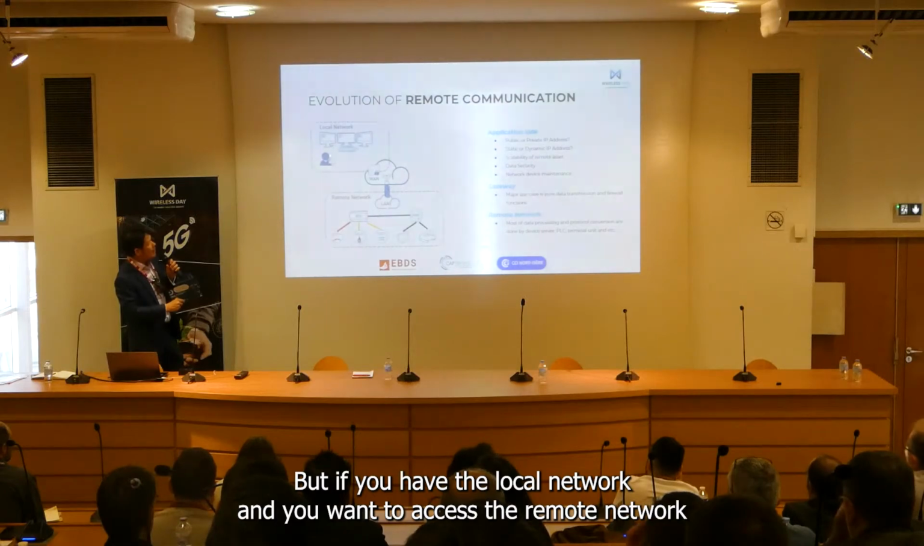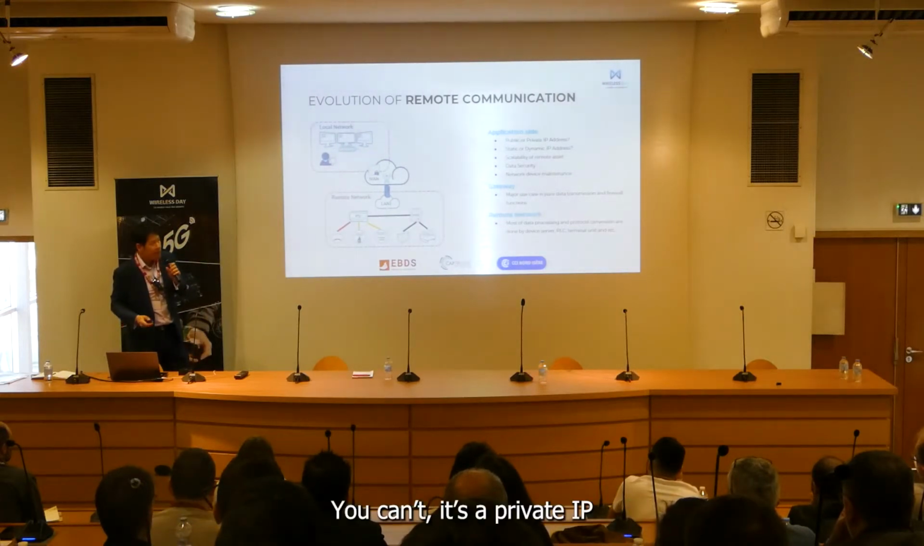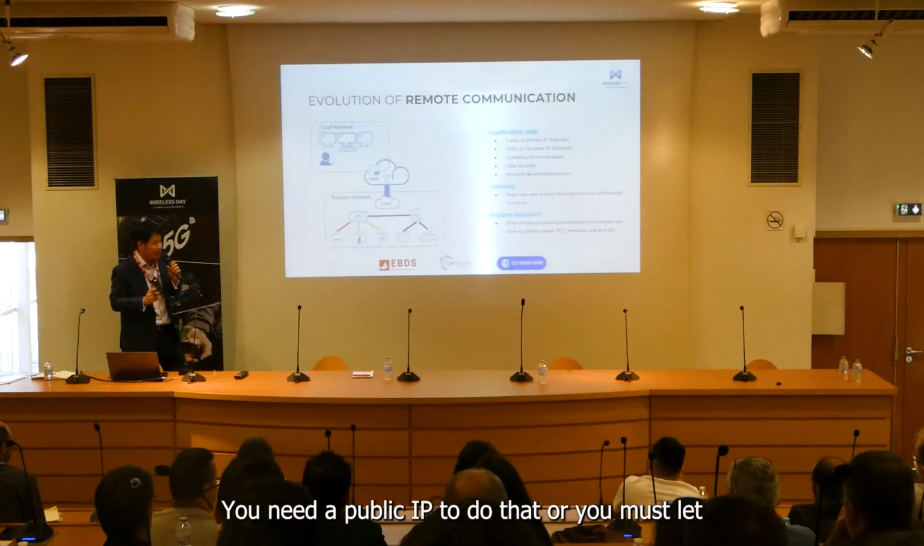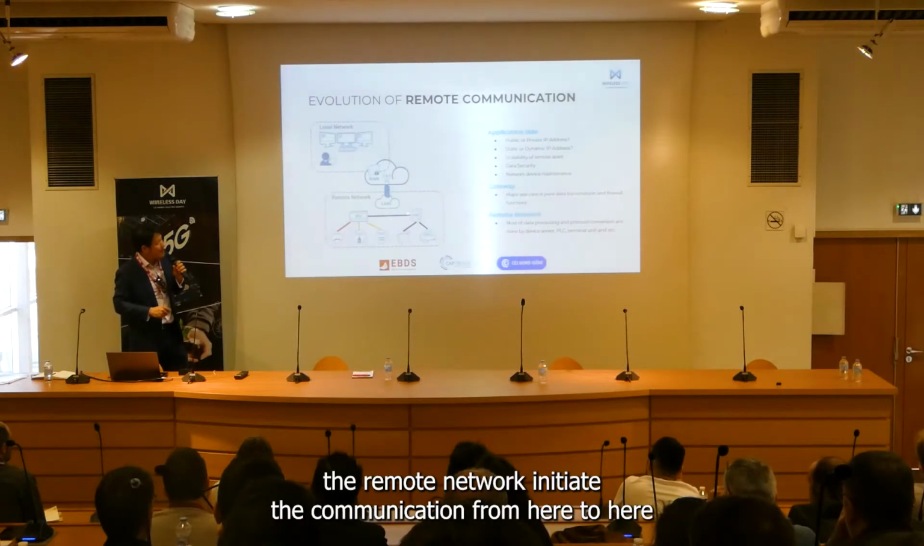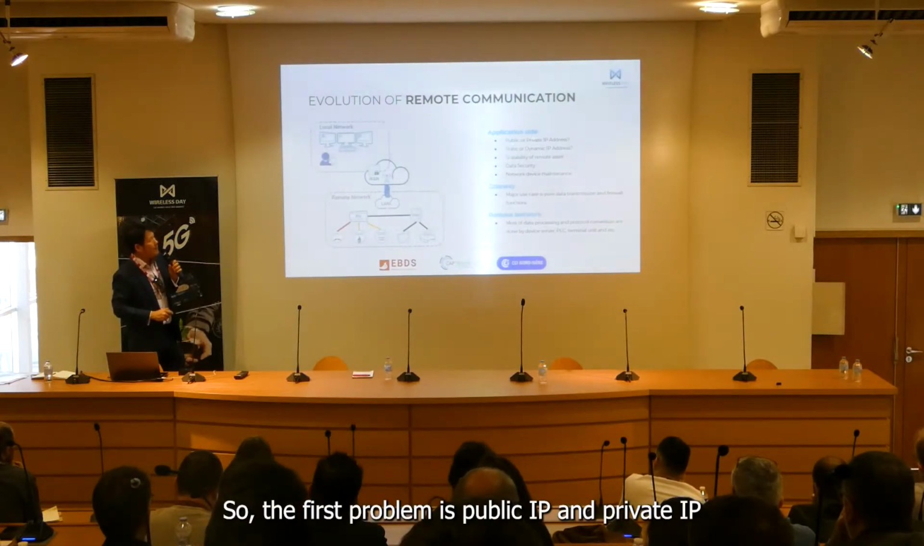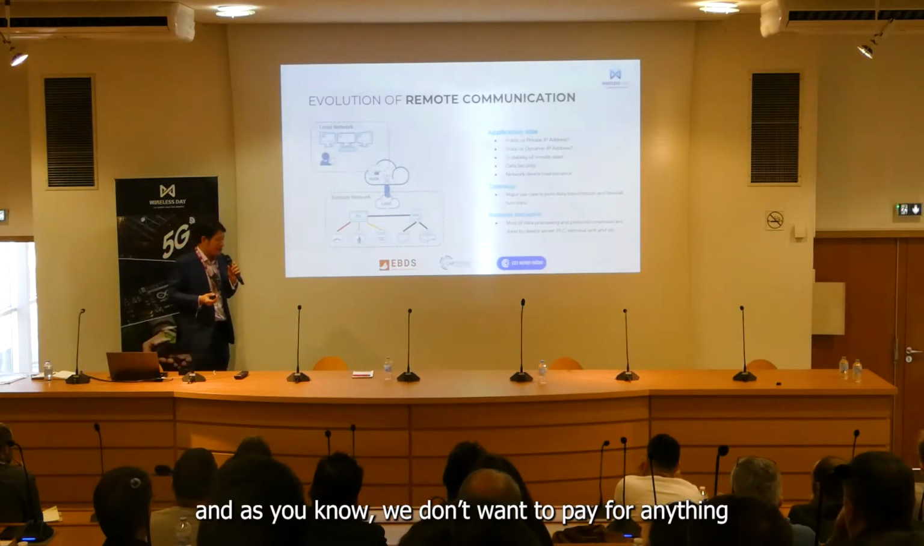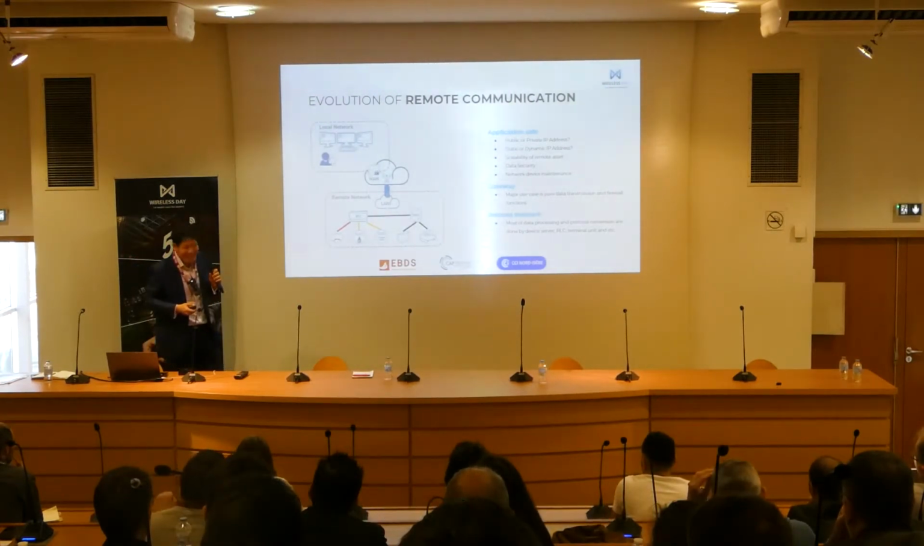But if you have the local network here and you want to access the remote network, if the IP address of the gateway is private, it's impossible because it's a private IP. You need a public IP to do that. Or you must let the remote network initiate the communication from here to here. When the socket is open, then you can communicate. So the first problem is public and private IP. In the past, you could also acquire a public IP from the mobile operator, but of course it costs money. And as you know, we don't want to pay for anything.